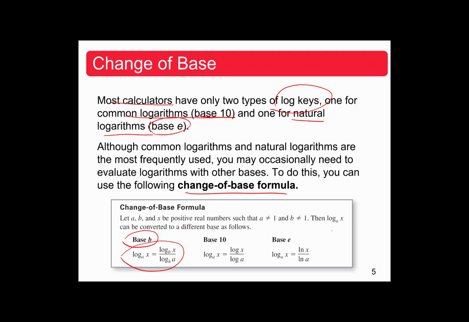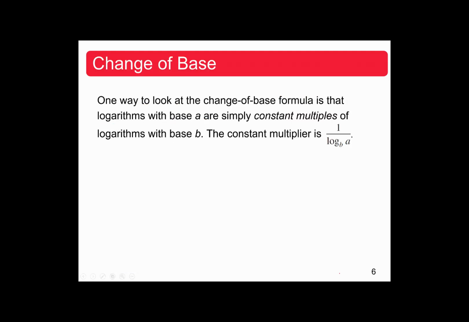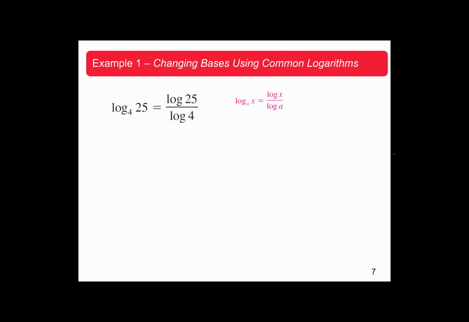Let me give you an example. Let's say we have log_2 x. You can either turn it into ln x over ln 2, or you could turn it into log x over log 2. One way to look at the change of base formula is that a logarithm base a is simply a constant multiple of the logarithm base b. The constant multiplier is 1 over log_b a.